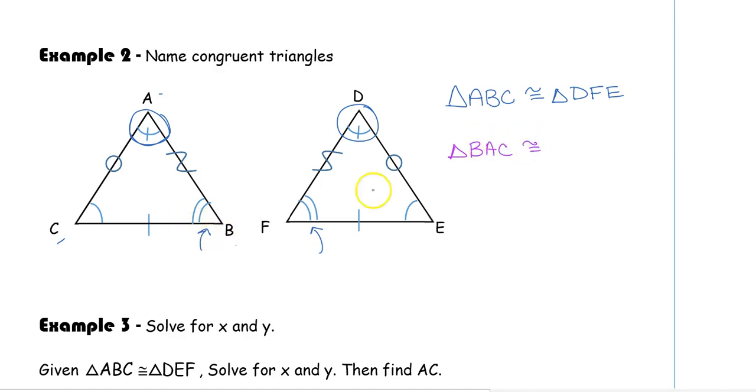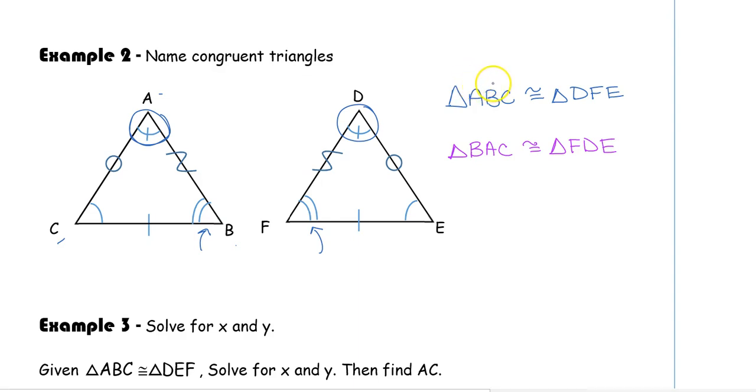So here's B. Since I listed B first, the angle that's congruent to B is F. And then I went to A, which is corresponding to D, and last to C, which is corresponding to E. Again, I can order these letters in as many different ways as I want, as long as your corresponding pieces are set up. And you can double check your statement there.